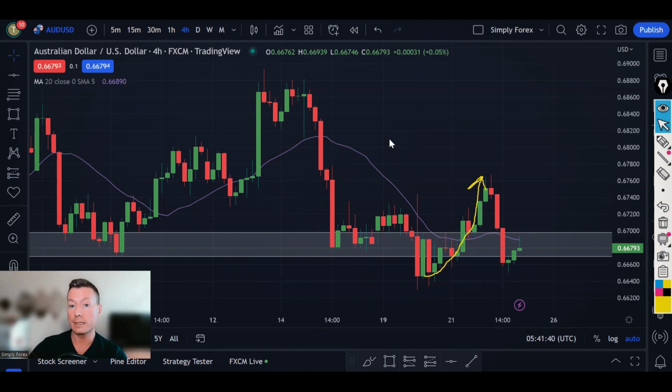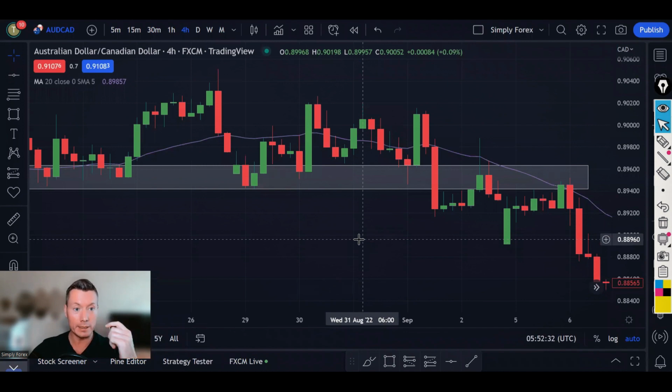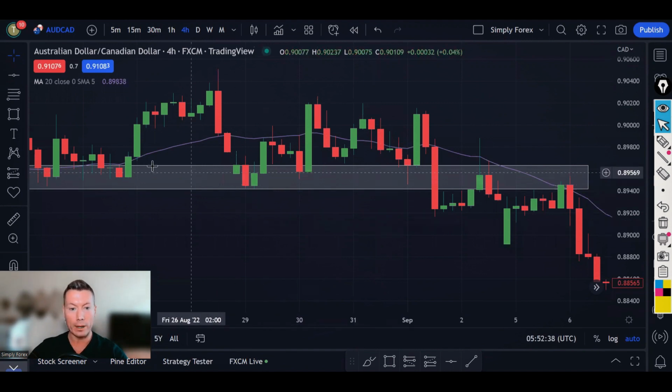Let's take a look at another example now of a fake out. So here's another example of a fake out, guys. This is Aussie dollar against the Canadian dollar, and this is the 4-hour chart. Again, we've got our gray zone because this is the zone from which we need to see price break. Why is it a gray zone? Because price has reacted historically here many times.